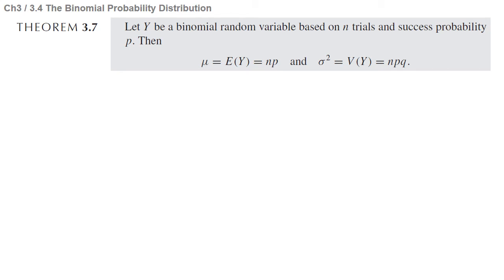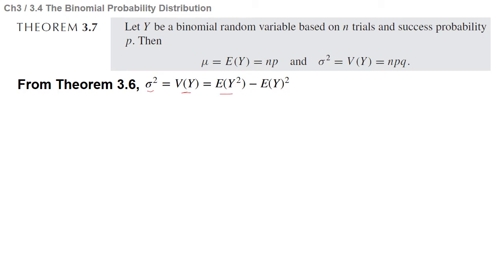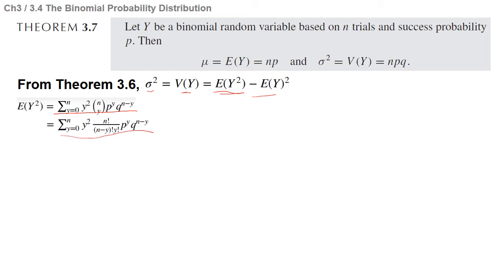Okay, let's move to the variance part. For the variance part, we'd like to use theorem 3.7, which is this thing. The variance of y is the expected value of y squared minus the square of the expected value of y. However, if we directly calculate this number, we will encounter some problem. The expected value of y squared is this thing. However, it's kind of tricky to solve this.